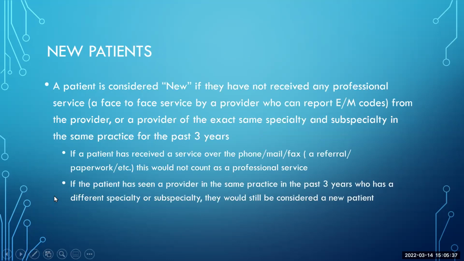So a patient is considered new if they have not received any professional service. A professional service is something that's face-to-face with a provider who can report an E&M code, so usually the doctor, a nurse practitioner, or a physician's assistant. So they have not received any professional service from the provider, or a provider in that practice who's the exact same specialty and subspecialty, for the past 3 years. So what does that mean?